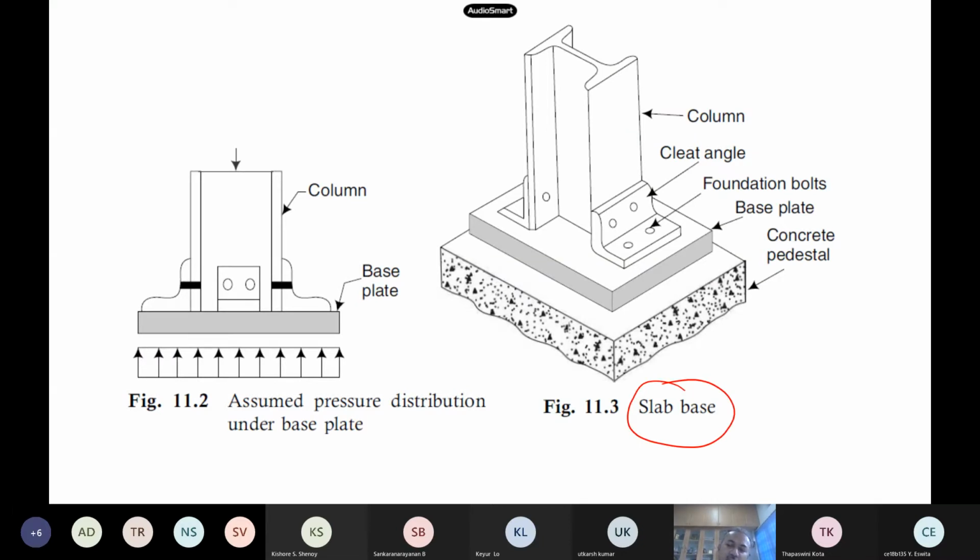So what we do is, this is our concrete pedestal. So this is my concrete. This is my base plate, and this is what I have to design: the length of this base plate, the width of this base plate, and then the thickness. So this we have to design.